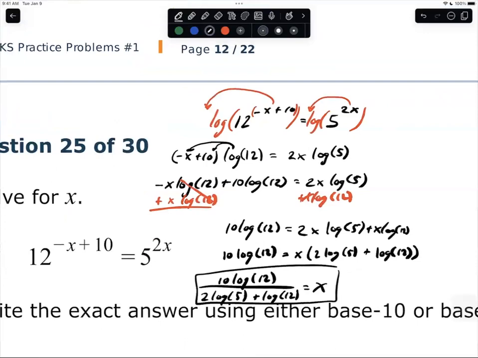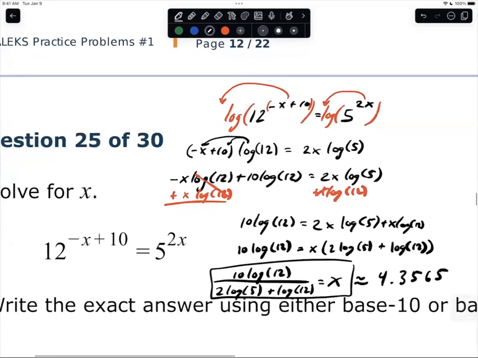So just kind of curious here, let me approximate this value. Let's see if I can do it on here. 10 log of 12 divided by 2 log of 5 plus log of 12. And I'm getting approximately 4.3566 on my calculator. There you go.